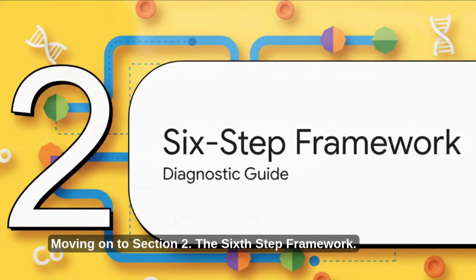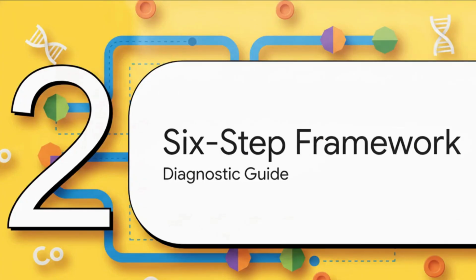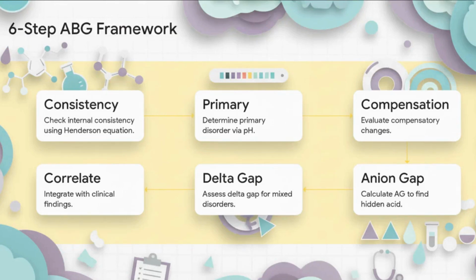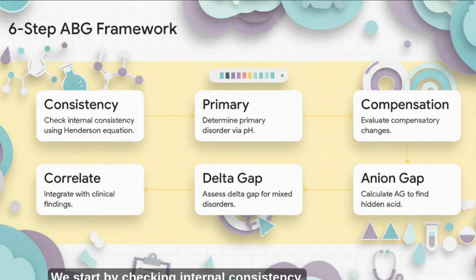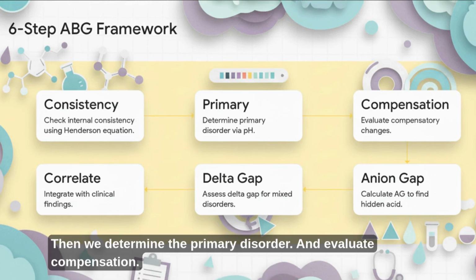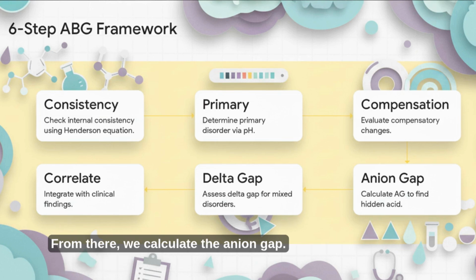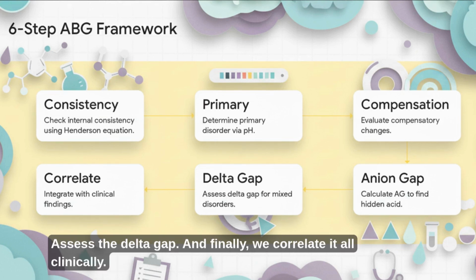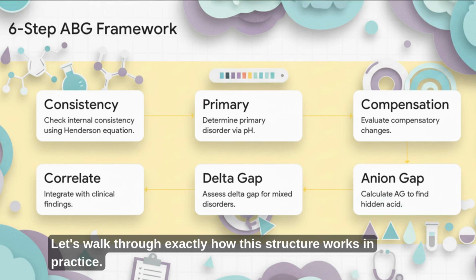Moving on to Section 2, the 6-step framework, our diagnostic guide. Here are the 6 steps that form our framework. We start by checking internal consistency. Then we determine the primary disorder and evaluate compensation. From there, we calculate the anion gap, assess the delta gap, and finally, we correlate it all clinically. Let's walk through exactly how this structure works in practice.